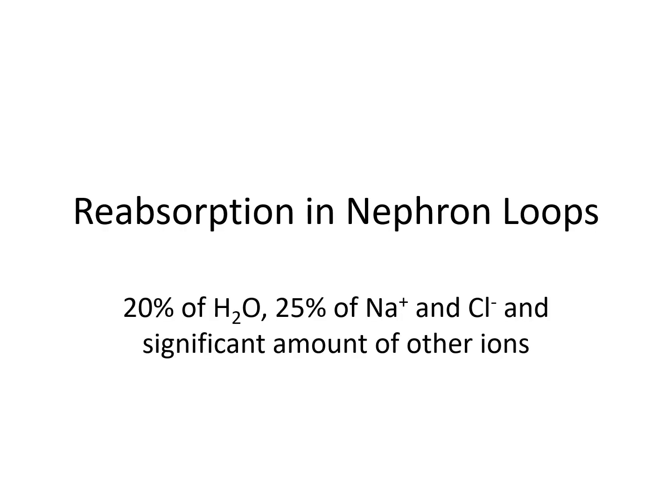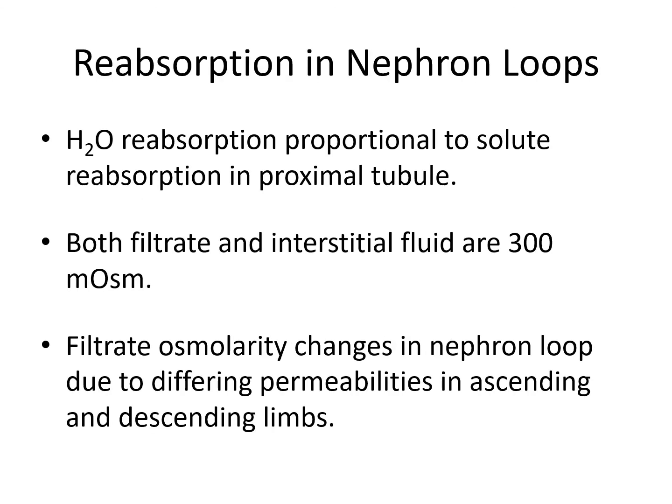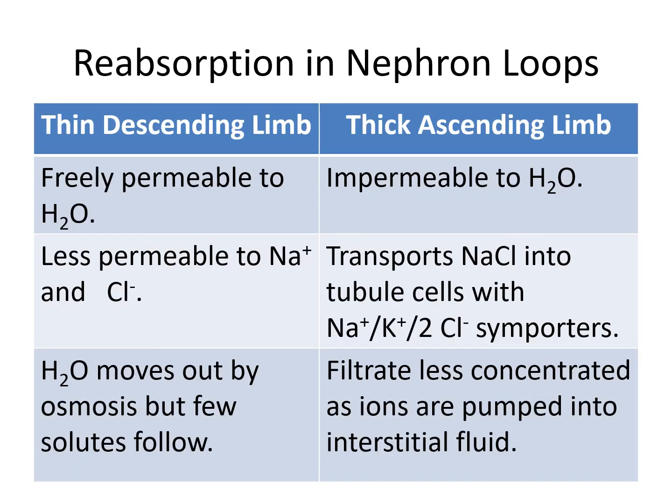Now let's move to the nephron loops. About 20% of water, 1/4 of sodium chloride, and a significant amount of other ions are reabsorbed. Water reabsorption is proportional to solute reabsorption in the proximal tubule. Okay, both filtrate and interstitial fluid are about 300 milliosmoles, and so the filtrate osmolarity changes in the nephron loop due to different permeabilities in ascending and descending limbs. So in the loop, it's going to be slightly different than we saw in the proximal tubule because of the different permeabilities.